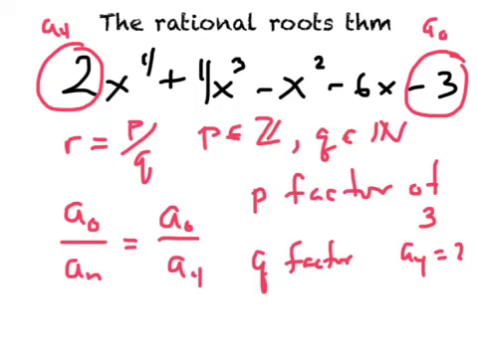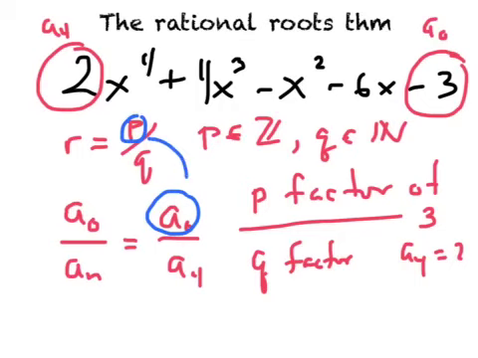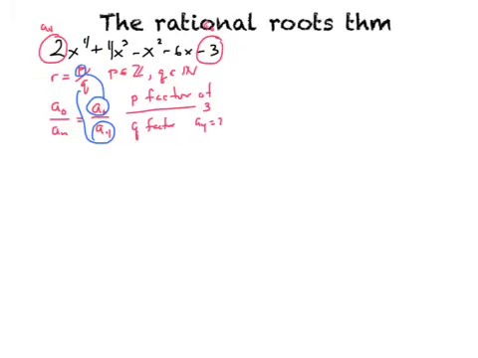So I'm going to clear the boards here, and we're going to go to town to generate this list. That is the main idea: p has to be a factor here, and q has to be a factor here. Any rational roots have to look like that. So now let's see what we can find.